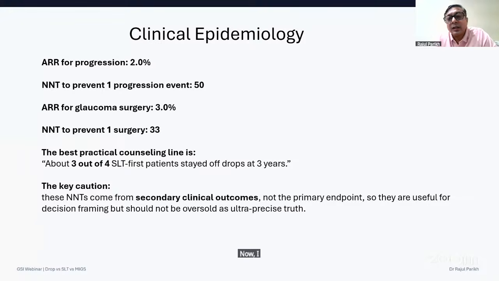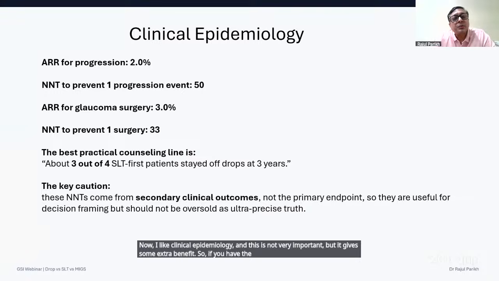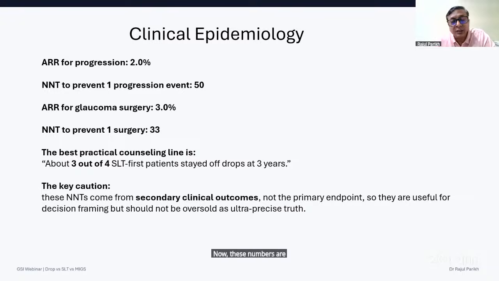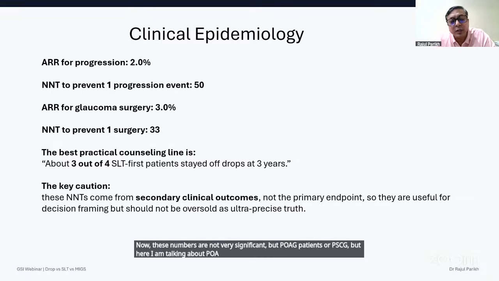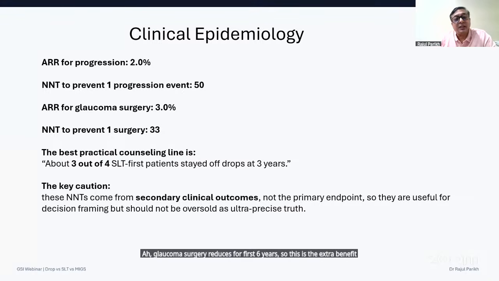Now, I like clinical epidemiology, and this is not very important, but it gives some extra benefit. Compared to the drops, if you do 50 SLTs, you have one less progression. If you do 33 SLTs, you have one patient needing less glaucoma surgery. Now these numbers are not very significant, but POAG patients, I am talking about POAG, would require some line of treatment, either medication or SLT or surgery. So if you do SLT, the need for glaucoma surgery reduces for the first 6 years. This is the extra benefit of SLT.